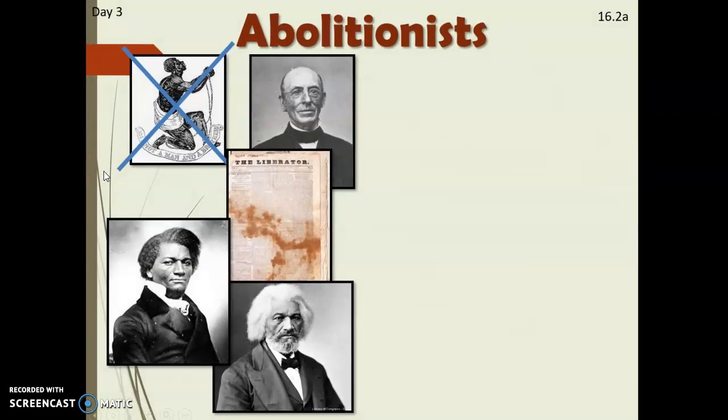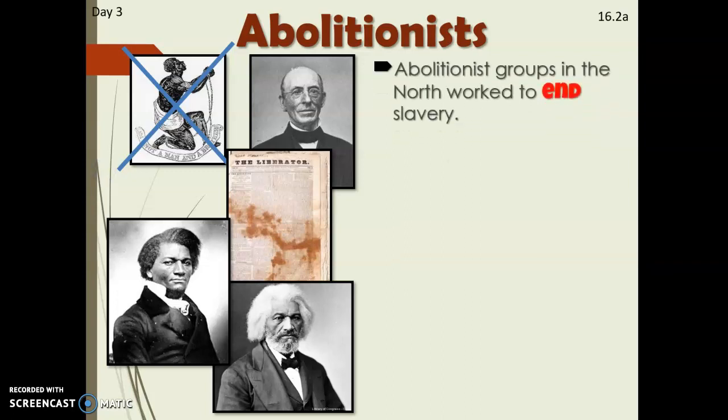So we're going to start off with abolitionists. And there's going to be 4 of them that we need to know. If you would, put abolitionists over on the left side, and what an abolitionist is. These are groups that were mainly in the North that worked to end slavery. A lot of them were made up of women. The men that were a part of it were usually a preacher, a Quaker, or somebody that was very highly educated.